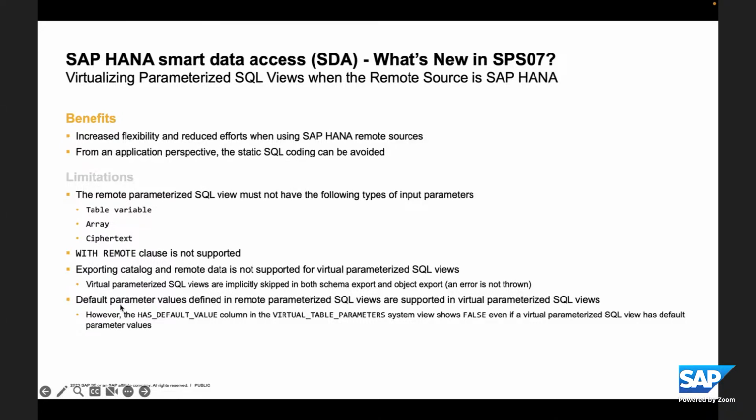And the last one is not technically a limitation, but as I mentioned, there is no impact actually for using default values in this case. But when you check the system monitoring view I just explained, VIRTUAL_TABLE_PARAMETERS, there will be a HAS_DEFAULT_VALUE column, which will always show false, even though there are default values. So, as mentioned, using a default value is completely supported, but this is only a display issue in the monitoring view. So you can simply ignore this. This is just for your information.